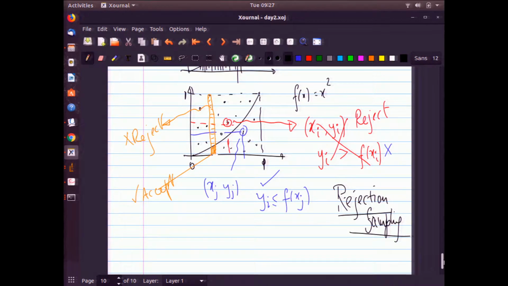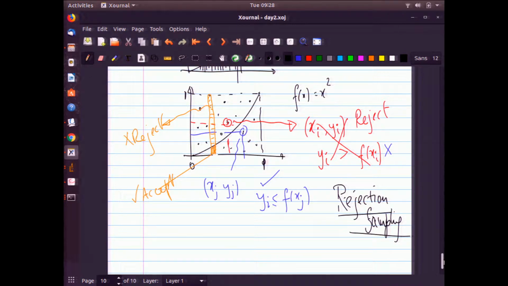But what is the problem with it? The problem with it is, depending on your function, you may have to throw away a lot of samples. So to generate n samples, we don't know ahead of time how many you need to actually generate.